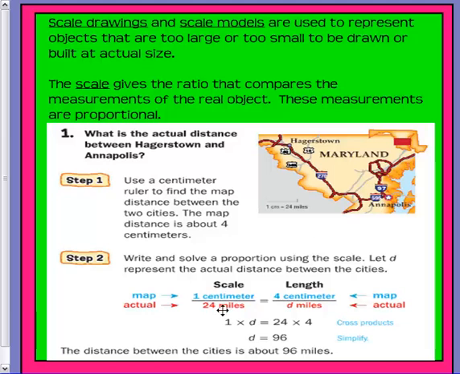So if 1 centimeter is 24 miles, I want to know what 4 centimeters would be. Well, 1 times d is 1d, or just d, and 24 times 4 is 96. So d equals 96. There's nothing to divide by because it was multiplied by 1. So the distance between the two cities is about 96 miles. If we used repeated addition for every 1 centimeter, each of these would be 24. So 24 plus 24 plus 24 plus 24, or 24 times 4, is 96.